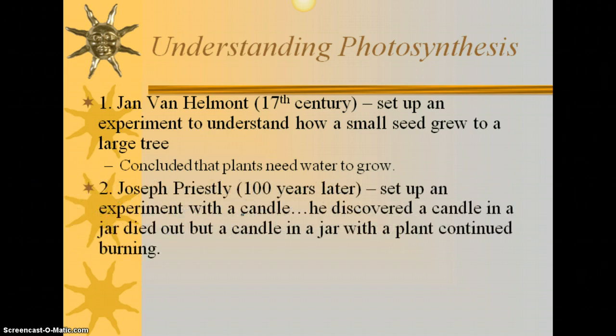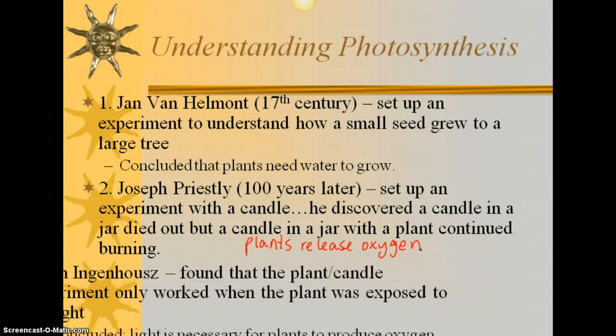Our second scientist, about 100 years later, so 18th century, Joseph Priestley, and he set up an experiment with a candle. He discovered that the candle in a jar, if you put a candle in a jar, covered it, it would die out. But if you put a plant in there with the candle, the candle would continue burning. So at this point, he realized that plants give off oxygen. I'm not sure if they had the term oxygen at that point, but he knew plants were giving off some type of gas, something that you couldn't see, that allowed for the candle to continue burning.